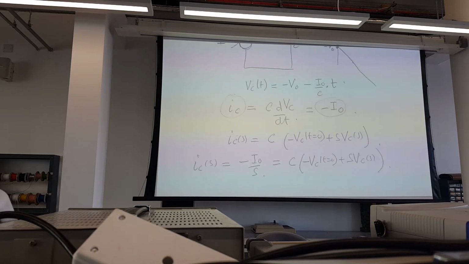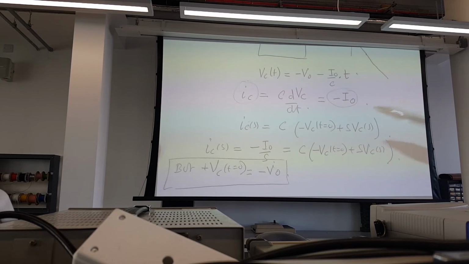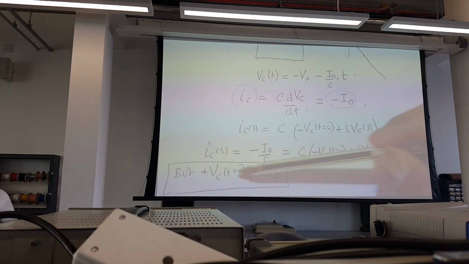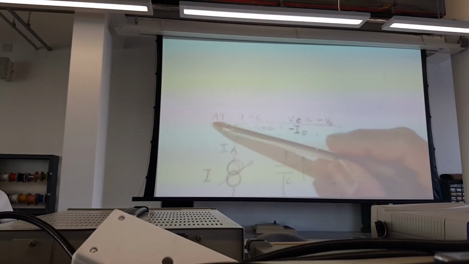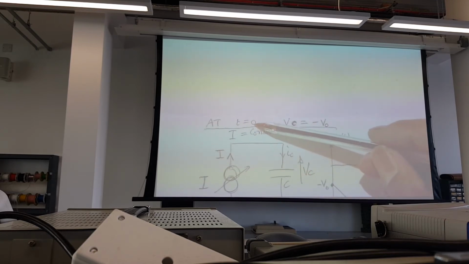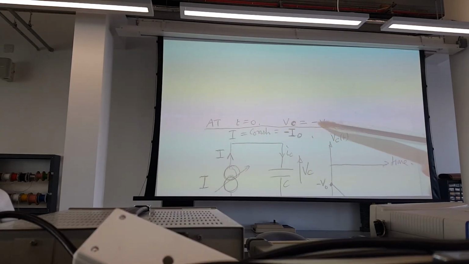Are we okay with that? But we know this. We know that plus VC at time t equals 0 equals minus V naught. Can you see that one? See where that one's come from? Plus VC at time t equals 0, the initial voltage on the capacitor at time t equals 0, is minus V naught. There it is, right at the top. At time t equals 0, VC equals minus V naught.